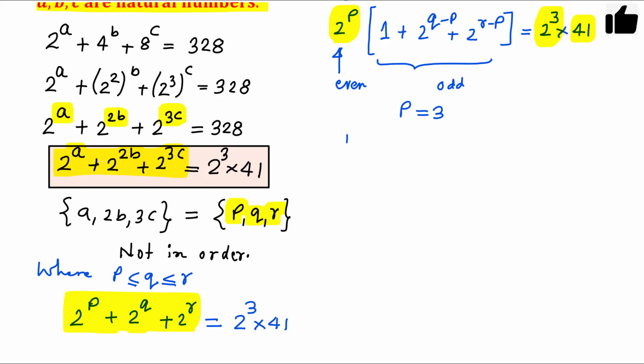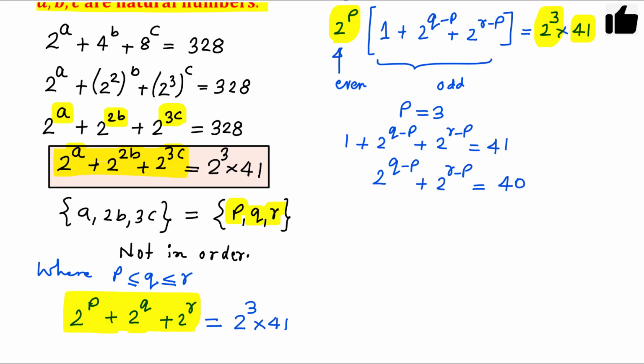And this term, that is 1 plus 2 raised to the power q minus p plus 2 raised to the power r minus p, this is equal to 41. This means I can say 2 raised to the power q minus p plus 2 raised to the power r minus p, and 1 goes this side, so 41 minus 1, this is equal to 40.